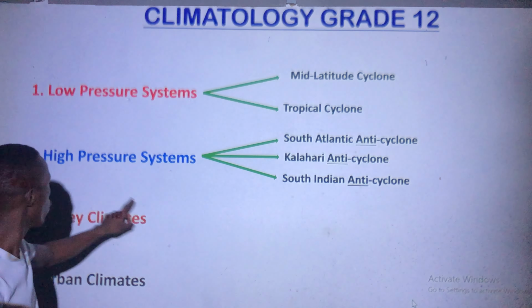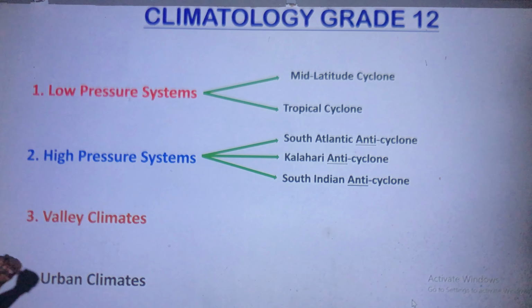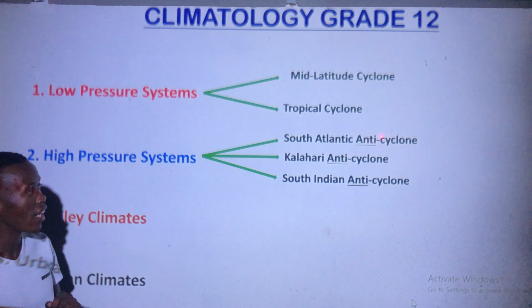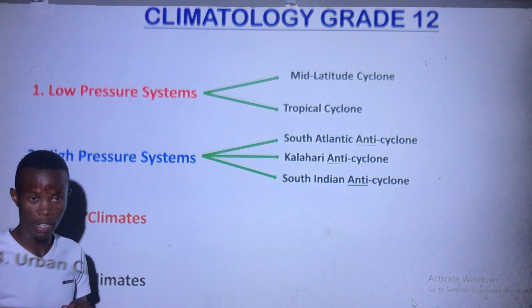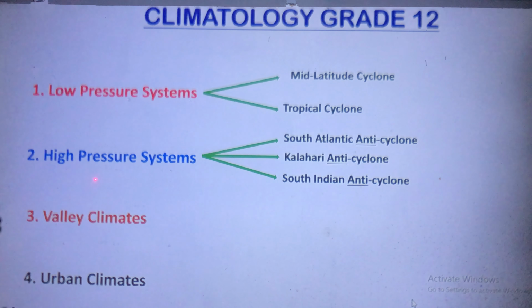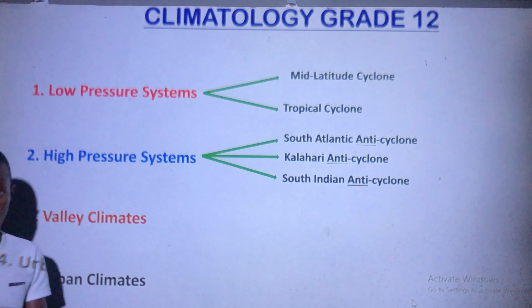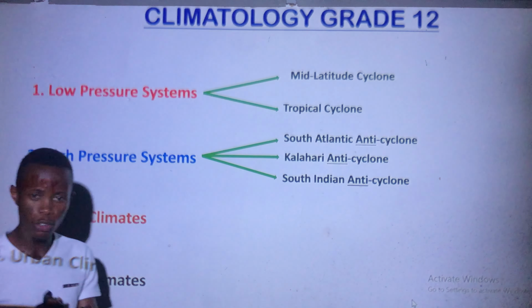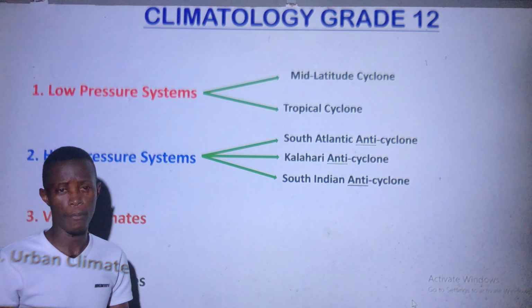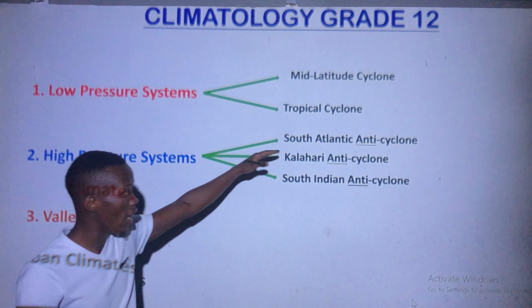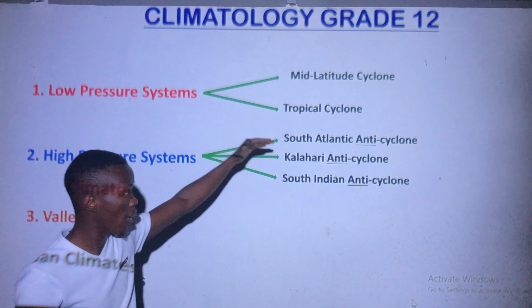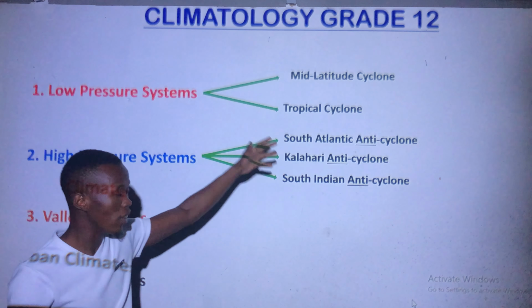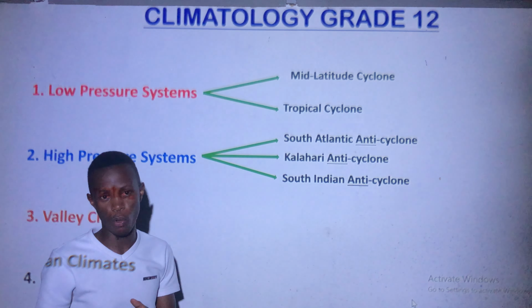Now, moving to the high pressure systems. If you do not want to say high pressure system, you use the term anticyclone. So anticyclone and high pressure are just the same thing. There are three high pressure systems that we will focus on: the South Atlantic anticyclone, the Kalahari anticyclone, and the South Indian anticyclone.